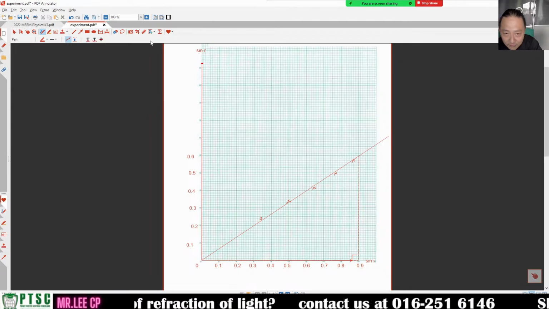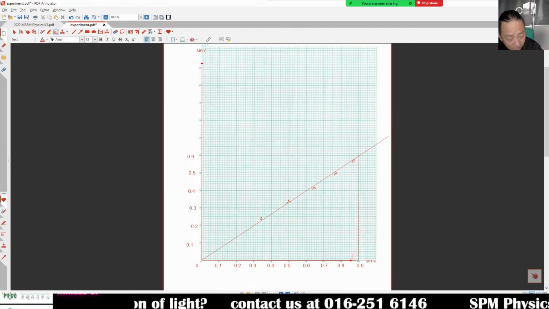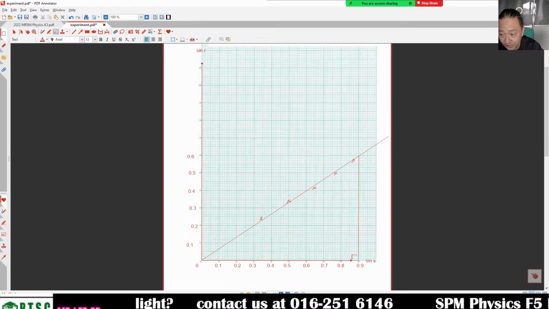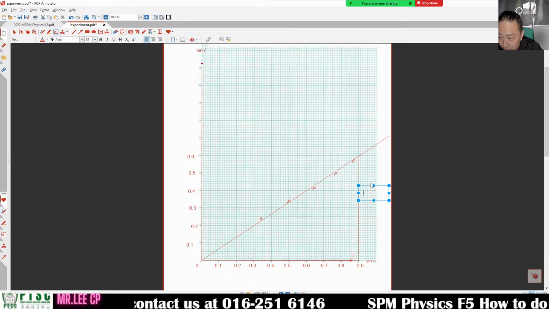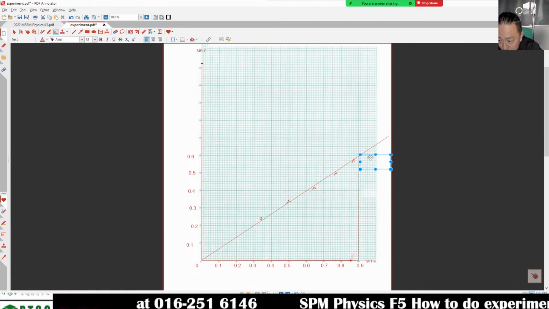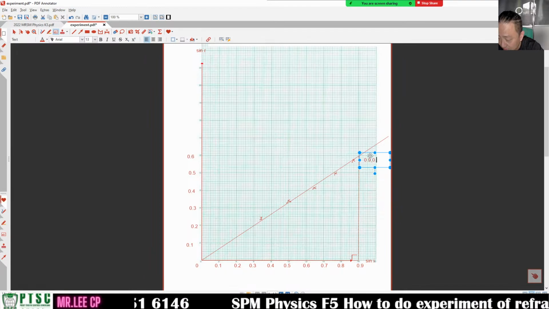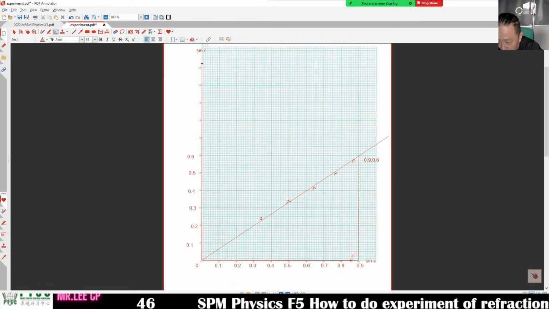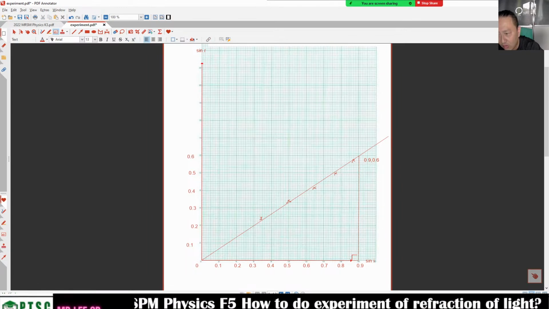Okay. Now I want you to draw the biggest triangle when you calculate the gradient. The gradient will be now this point. You can put in the point. This point will be 0.9 comma 0.6. Here 0.9, here is 0.59, about 0.6. I round off to 0.6.